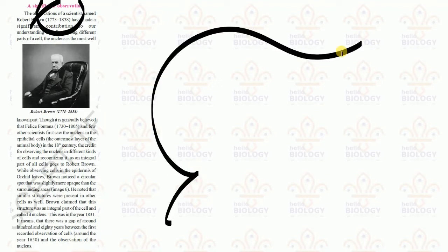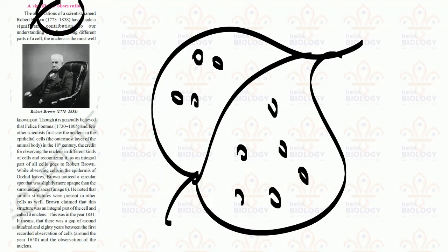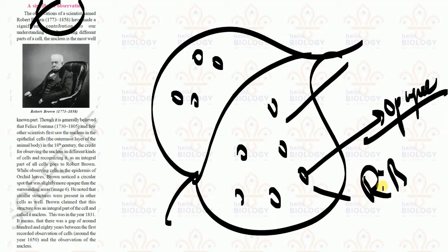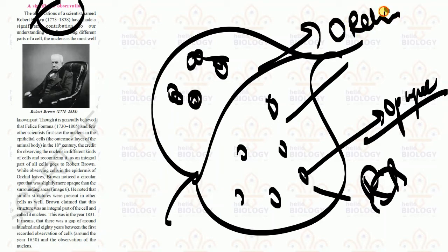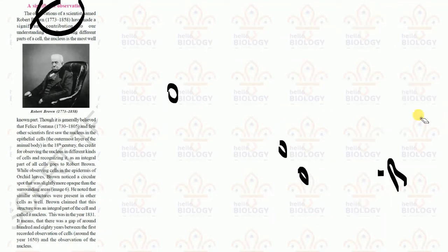Some orchid leaves are like this, very decorative leaves. In these, the scientist Robert Brown observed circular spots, and these circular spots are opaque, that means they are very hard to see through with light. After that he noted that similar structures were present in other cells also. Then Robert Brown claimed that this is probably the nucleus, an important and integral part of the cells of the plant or the leaf.